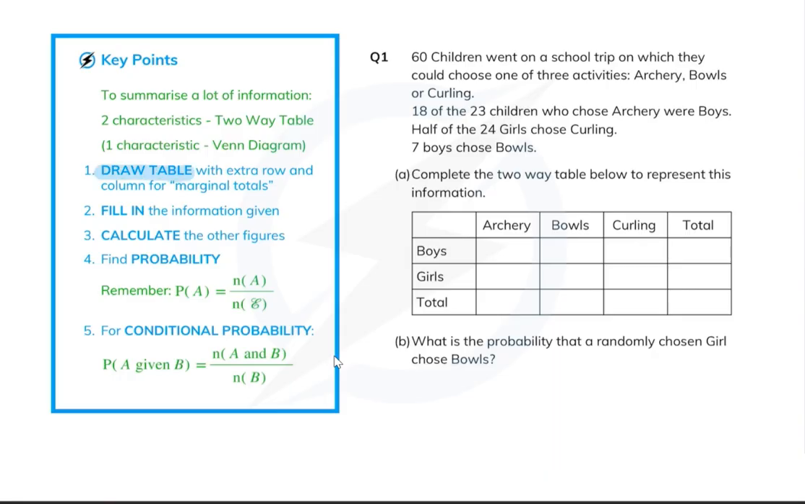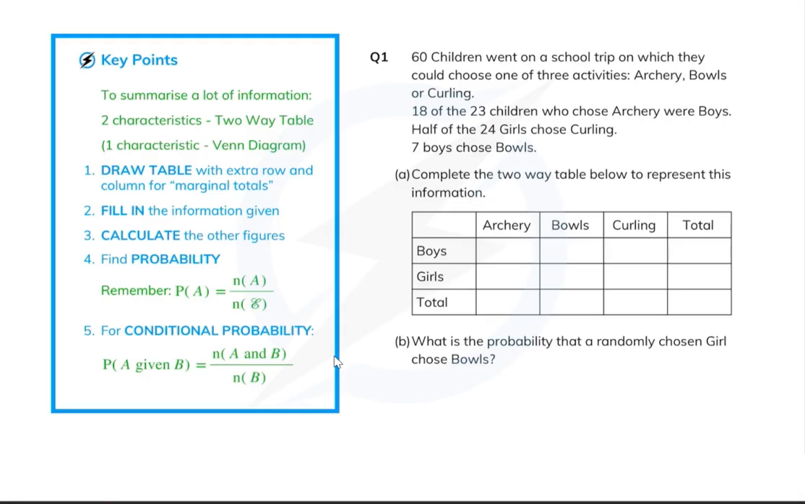Well, the first thing we're going to do is draw a table and make sure that it has what we call the marginal totals. In other words, as you can see from question 1, a row of totals and a column of totals. That's very important. Sometimes the table will be drawn for you. Fill in the information given, and it should allow you then to calculate all the other figures, and we'll see how we do that in a minute. And then there are the various probability rules that we're going to use, and we'll use those as and when we need to.